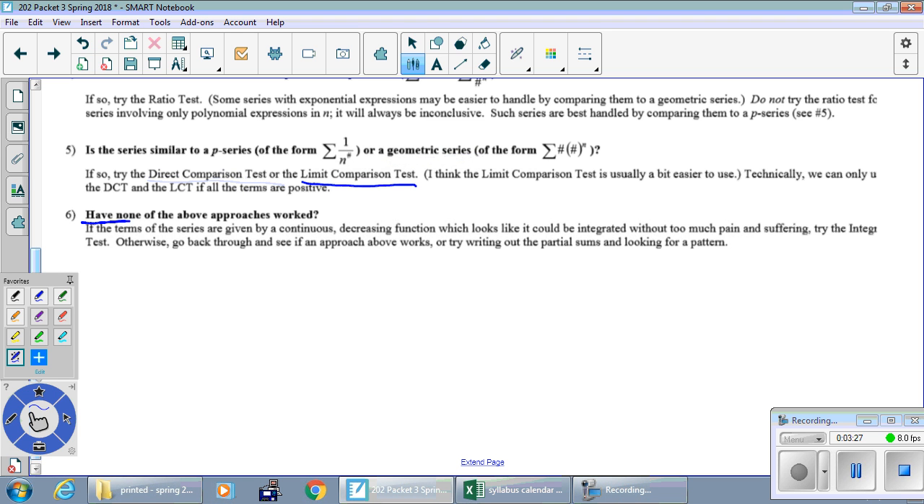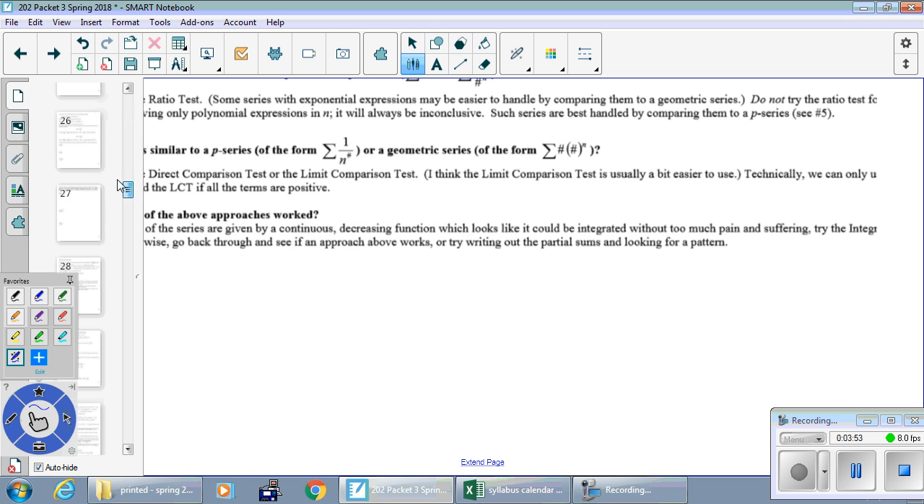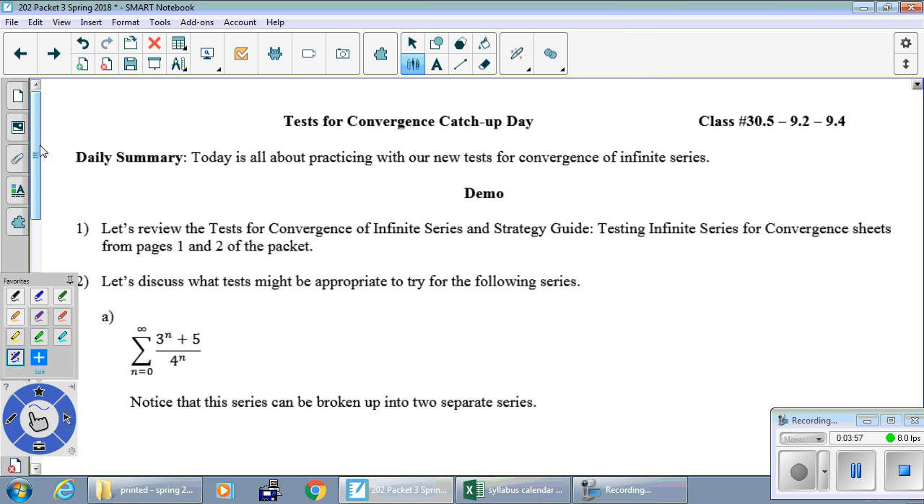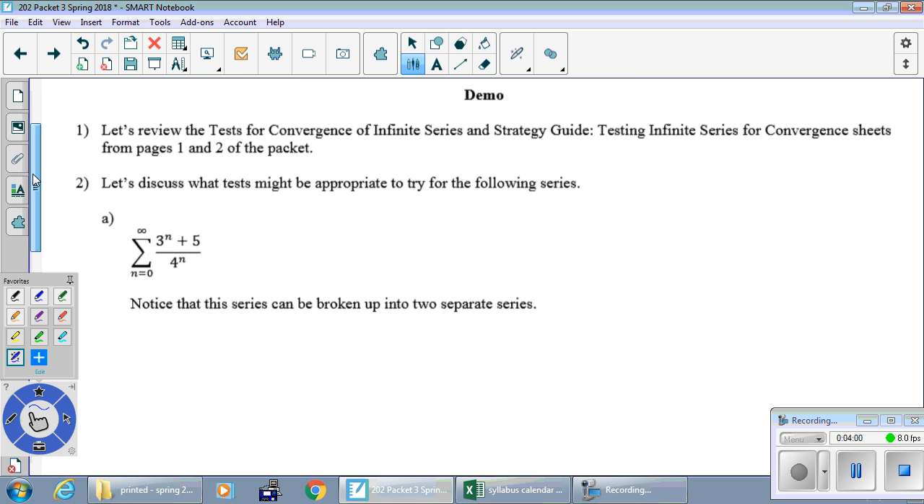And then last but not least, if none of the above things have worked, then maybe let me try the integral test. Otherwise, maybe we just missed something and it should have been up above, an easier technique. The integral test is intentionally placed last here. It is the hardest test that we have, and that's why we put it off until the end. As you're working through homework and practice problems, just maybe have that page in front of you as a reference guide.